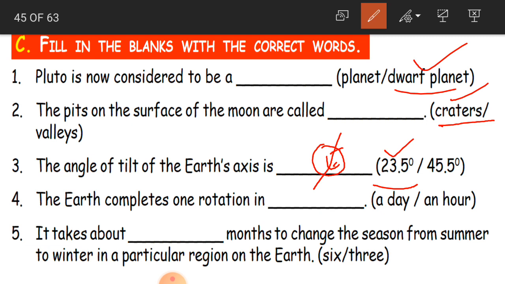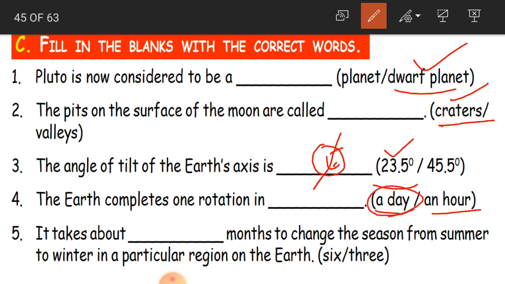Clear, children? Now, the fourth one: the Earth completes one rotation in dash. So, either a day or an hour. The Earth completes one rotation in a day. Okay, the answer is a day.